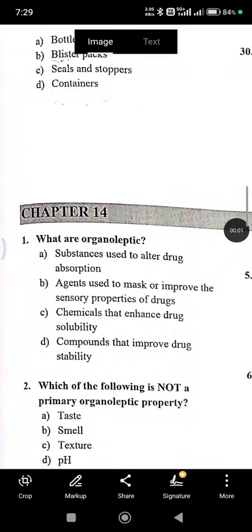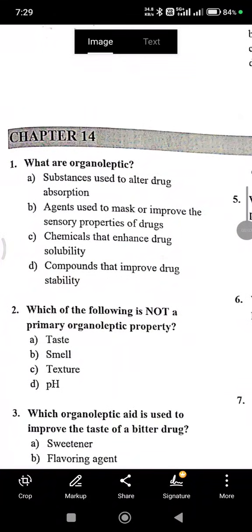Go to chapter 14. What is organoleptic? Substances used for altered drug absorption, agents used to mask and improve the sensory properties of drugs, that is organoleptic.